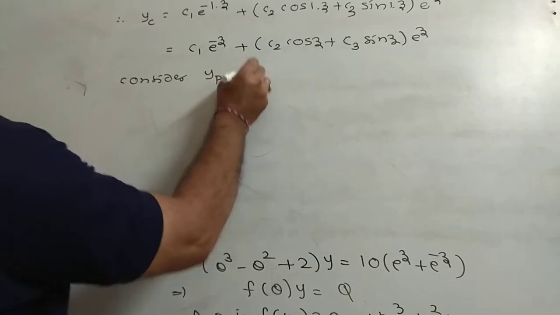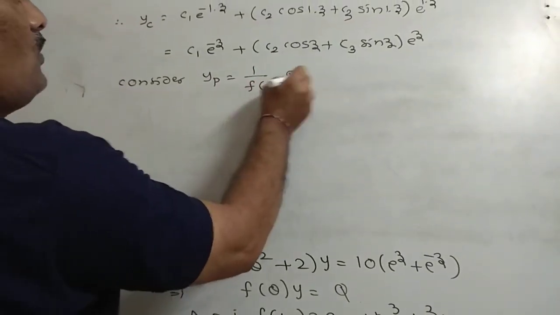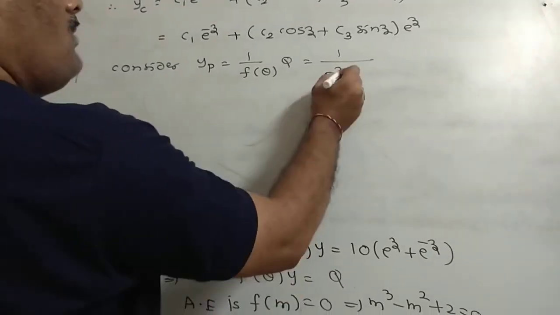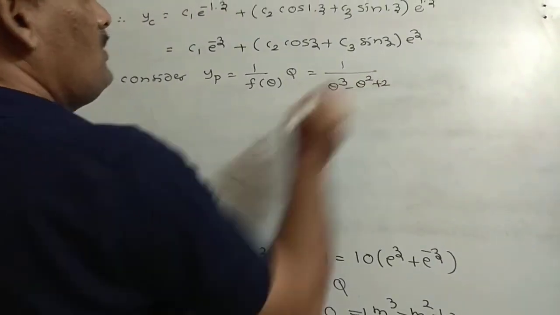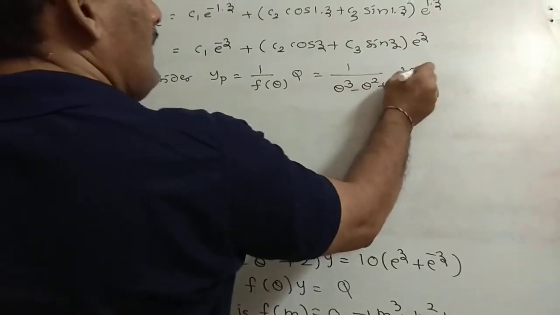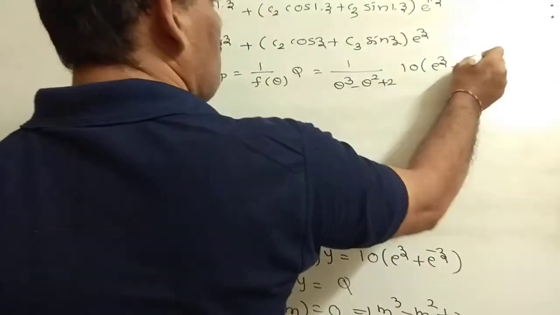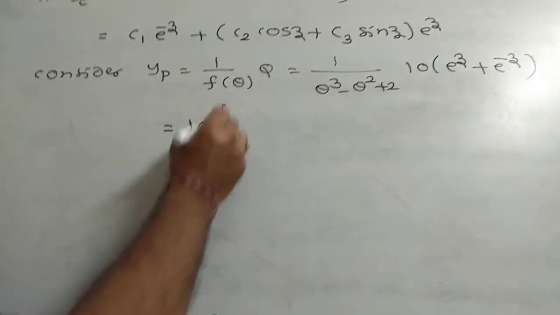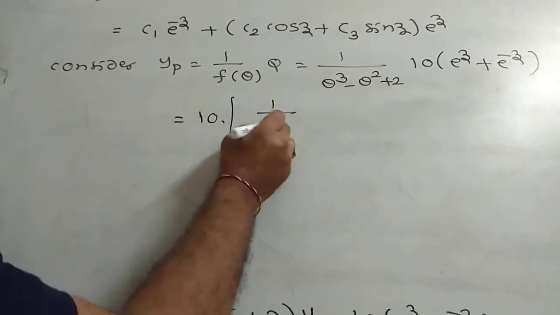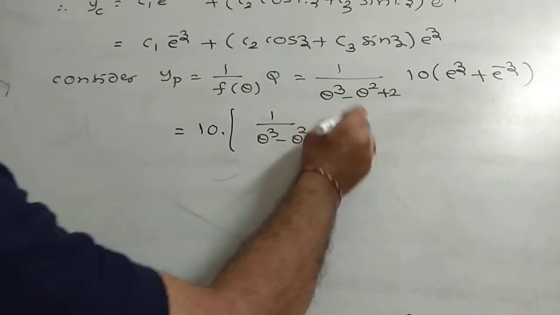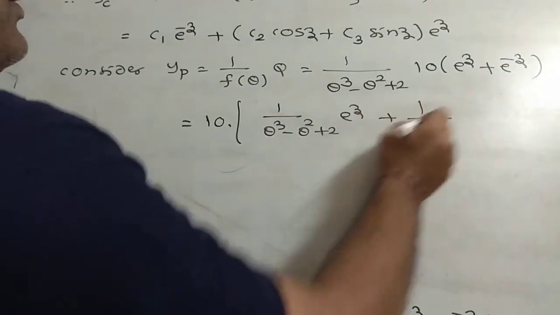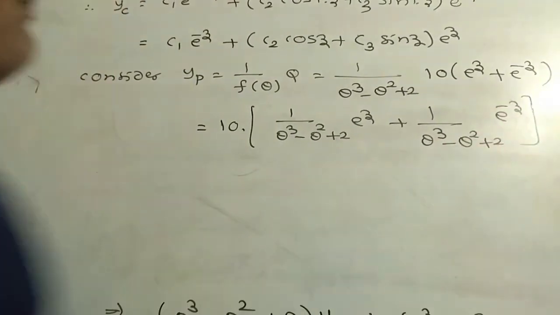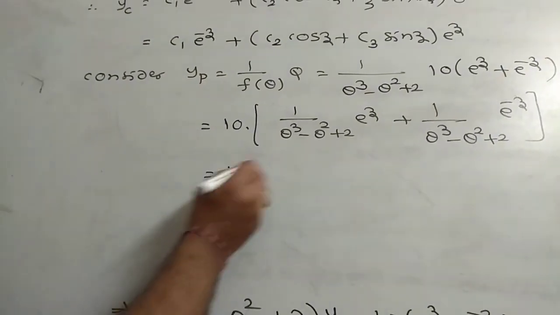This is about YC. Now you are calculating YP. So YP means 1 divided by f of theta of q. So 1 divided by, what about f of theta? We calculated theta cube minus theta square plus 2, and q, your right side, 10 e power z plus e power minus z. So now this 10 is a constant. I am just separating here: 1 divided by theta cube minus theta square plus 2, of e power z, and plus 1 divided by theta cube minus theta square plus 2, e power minus z. So now this is equal to 10.